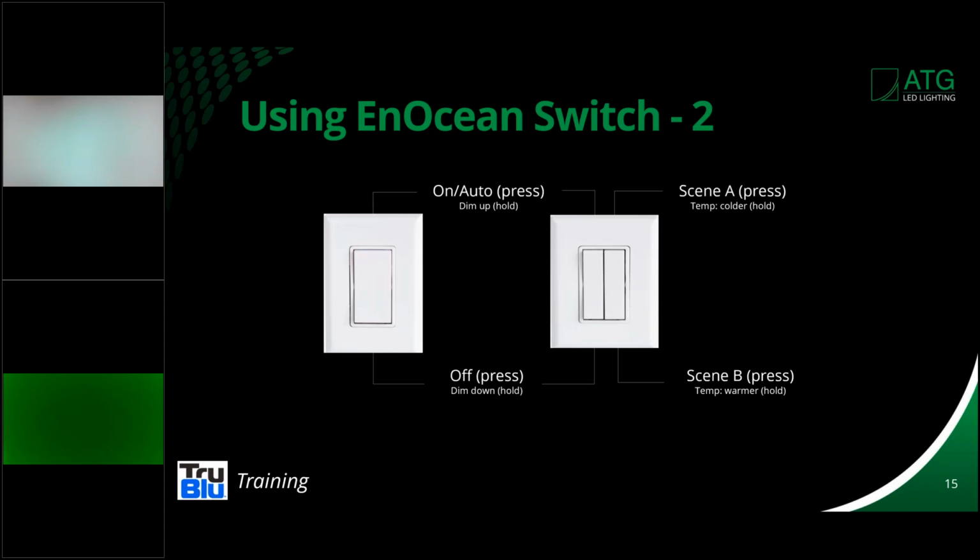Now, this is the way this works. Again, you have a 1-button switch here and a 2-button switch to the right. When you press the top part of the button on the left here, that will turn it on, and if you hold it, it will raise the light level. At the bottom, that will be the off switch, or you can hold it and that will dim the light level down. The same thing for the 2-button switch. The left button on the 2-button switch basically is the on-off that I just showed you. The right button is where you have your scene A at the top and scene B at the bottom.